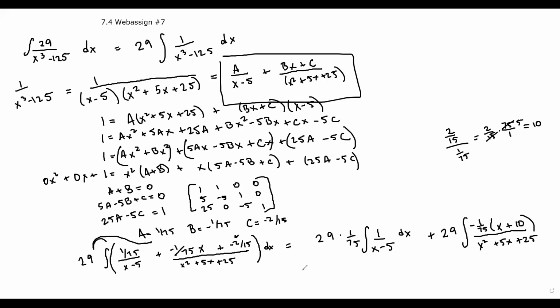So all of that comes down to, if I think about these two separate integrals, we have 29 divided by 75, which is a little rough, times the integral of 1 over x minus 5 dx. And I'm also going to rewrite this as minus 29 over 75 times the integral of x plus 10 divided by x squared plus 5x plus 25 dx. So that is what I need to do just for partial fractions alone. And it's not pretty.